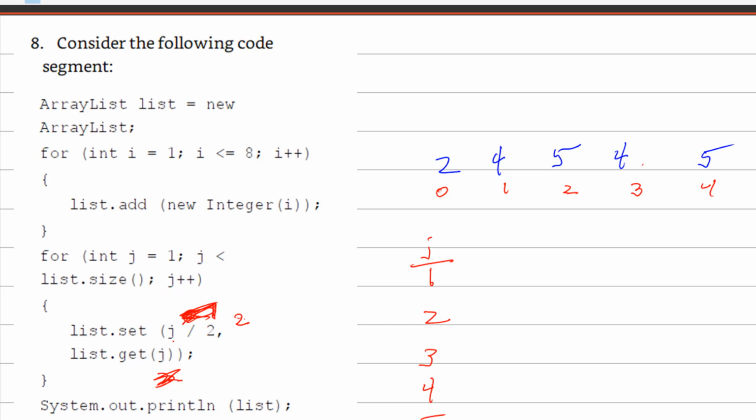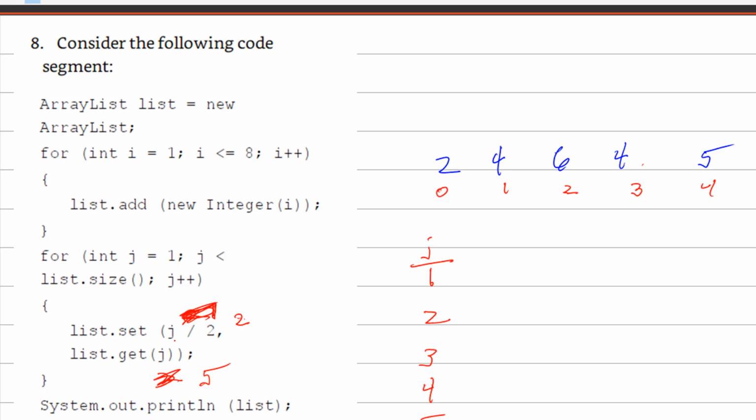And I get list.set 5 over 2, comma, list.get 5. Well, 5 over 2, once again, is just 2 because it's int division. So that means I'm really going to get what's in the 5 position and overwrite what's in the 2 position. So I currently have a 6 in the 5 position. So I'm going to take that 6 and overwrite what's in the 2 position. There's a 5 in the 2 position, and I'm going to overwrite it with what's in the 5 position. All right. Then J goes up to 6.